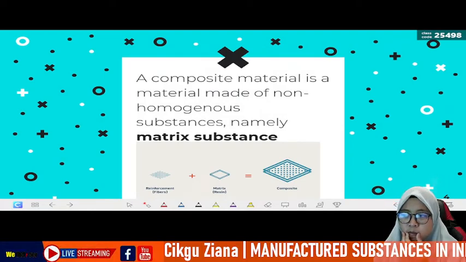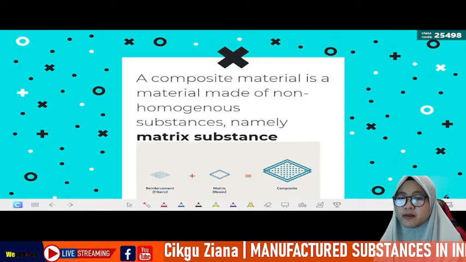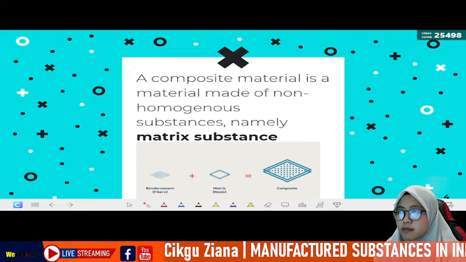For example, matrix substance. Lignin is a matrix substance. When it combines with a strengthening substance, which is cellulose fiber, it produces a composite material, which is wood. Both components of a composite material have different physical and chemical properties. When combined, the composite material formed has better properties than the original components.